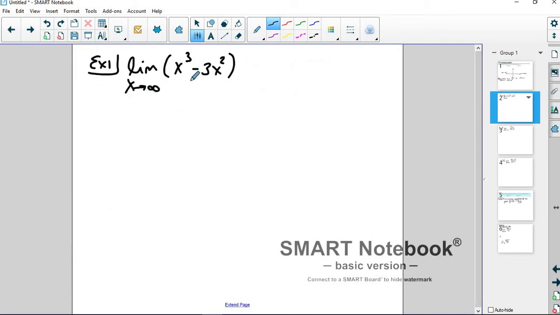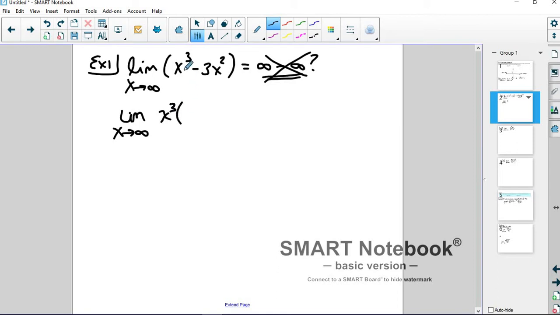So the limit as x goes to infinity of x cubed minus 3x squared. Well, if you're just looking at it, as x gets big, x cubed gets big. As x gets big, x squared gets big. This kind of looks like infinity minus infinity, but that's an indeterminate form. That doesn't make any sense. So what I'm going to do is factor out the largest, not the smallest, not the greatest common factor, but I'm actually going to factor out the largest power of x. Now, how do you do that?